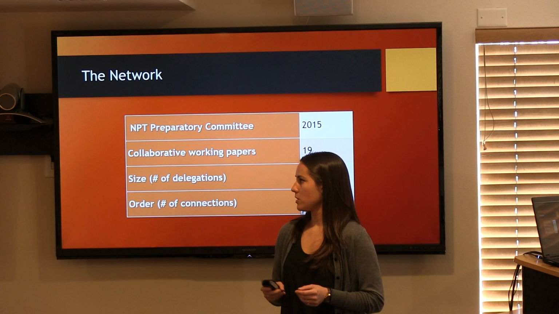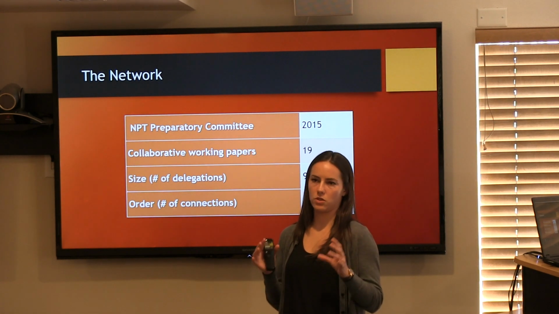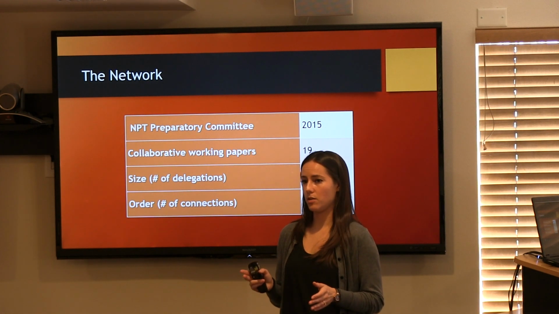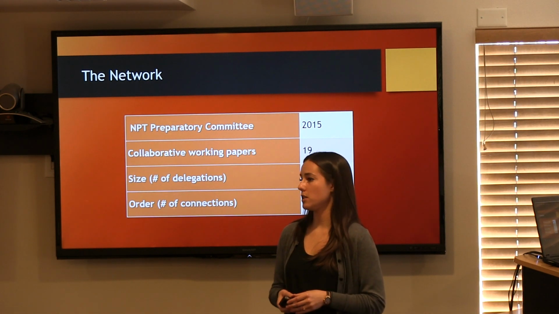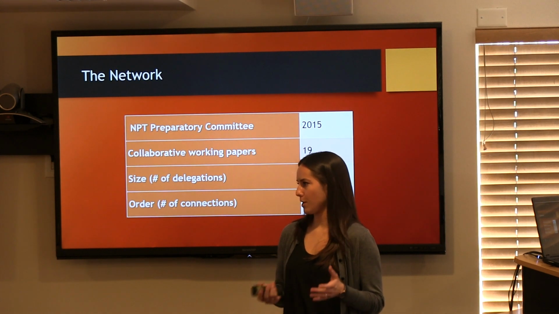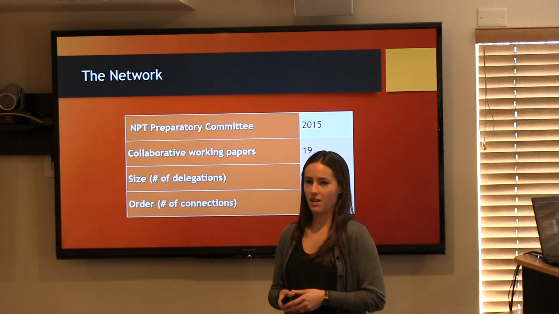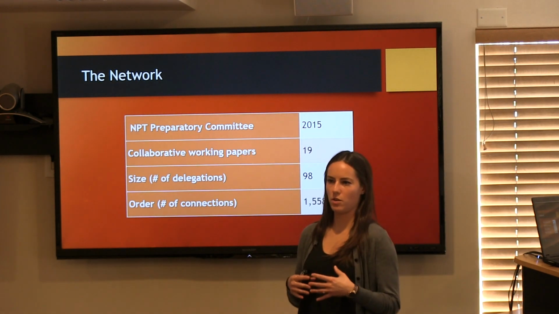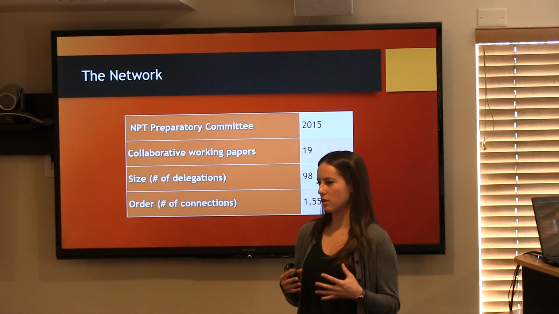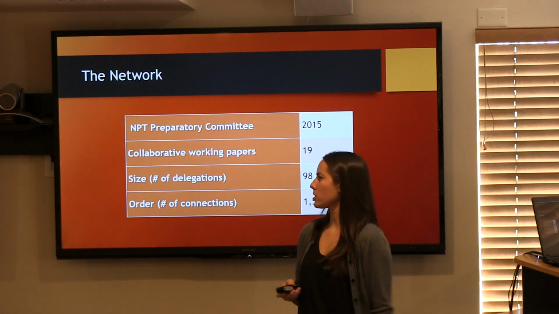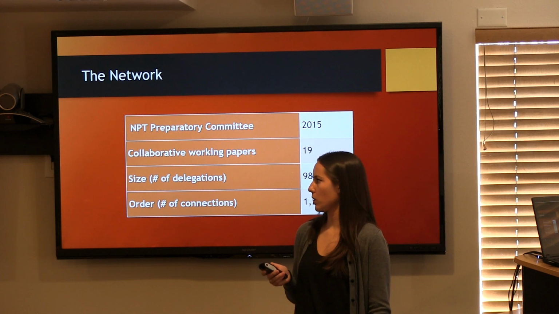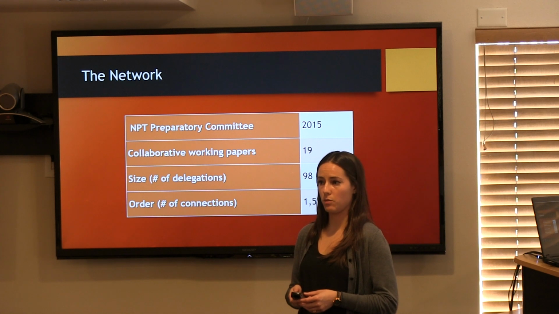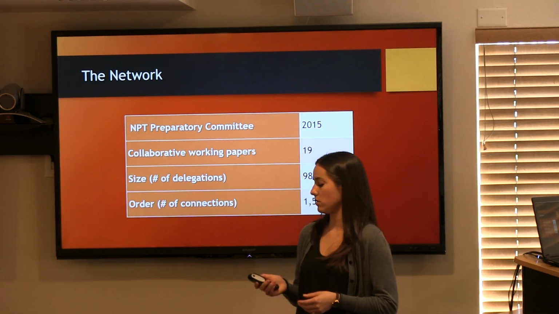The network that I looked at was the 2015 NPT Review Conference. I also looked at 2 other preparatory committees in 2017 and 2018, but for the sake of brevity, I'm just going to look at the 2015 network with you today. It was also the most complete network of all of them. By that I mean it had the most collaborative working papers compared to the other 2. It had 19 collaborative working papers, 98 delegations working together on working papers, and over 1,500 connections.